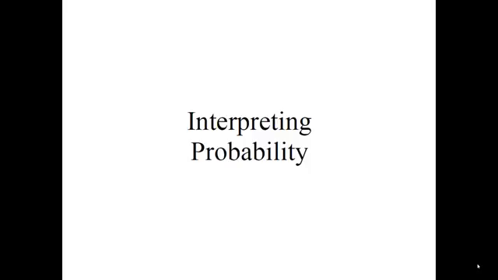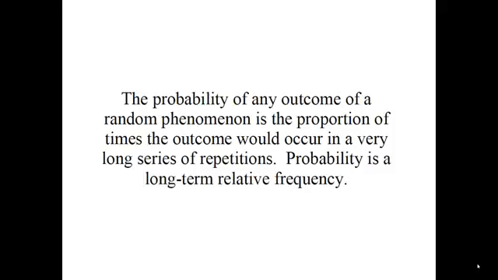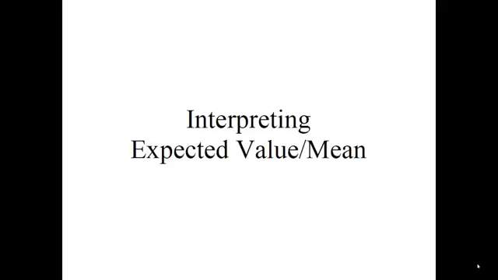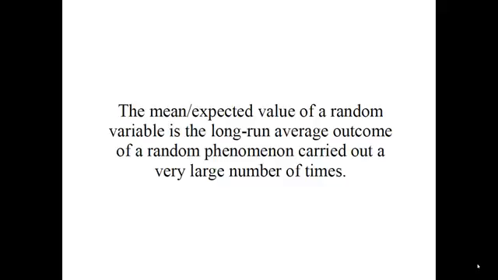Interpreting probability. The probability of any outcome of a random phenomenon is the proportion of times the outcome would occur in a very long series of repetitions. Probability is a long-term relative frequency. Interpreting expected value, or mean. The mean or expected value of a random variable is the long-run average outcome of a random phenomenon carried out a very large number of times.